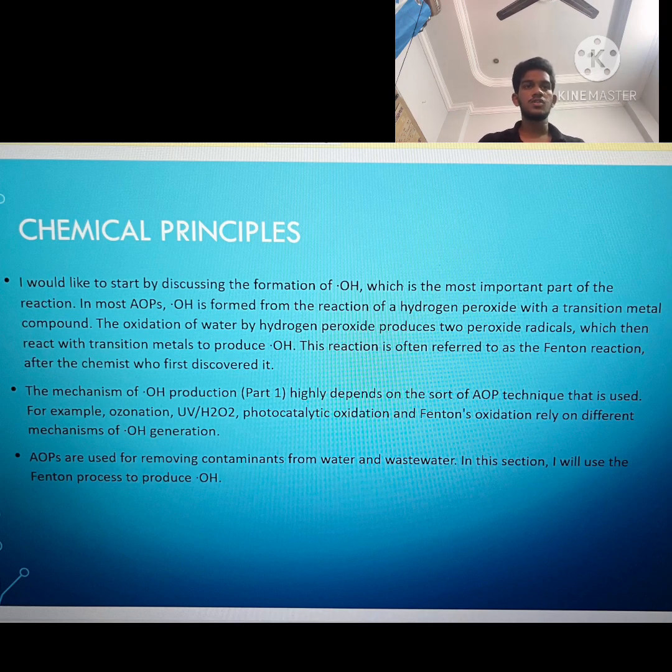The mechanism of OH production highly depends on the sort of AOP technique that is used. For example, ozonation, UV/H2O2, photocatalytic oxidation and Fenton's oxidation rely on different mechanisms of OH generation. AOPs are used for removing contaminants from water in water wash. In this section, I will use the Fenton process to produce OH.